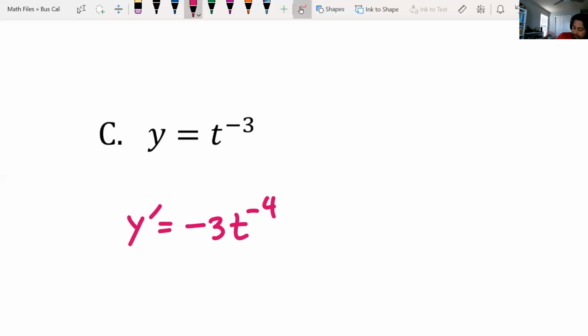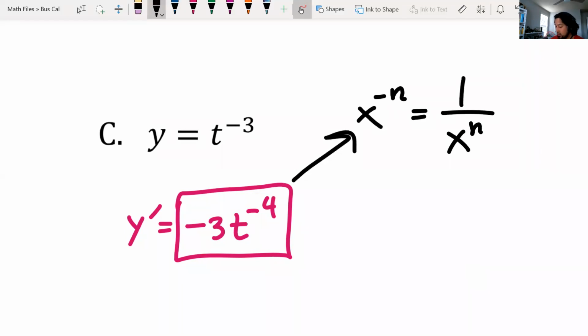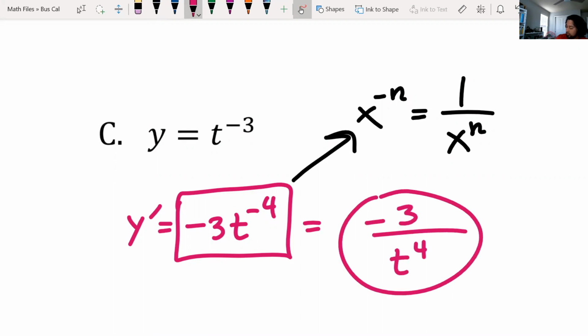Okay, so this answer is perfect, but MyMathLab may have you rewrite it as a fraction. So just a quick refresher. If you're ever given x to the negative n, you can rewrite it as 1 over x to the n. So if MyMathLab doesn't take this answer because it's picky, then your answer may be negative 3 over t to the 4th. I'll put MML.